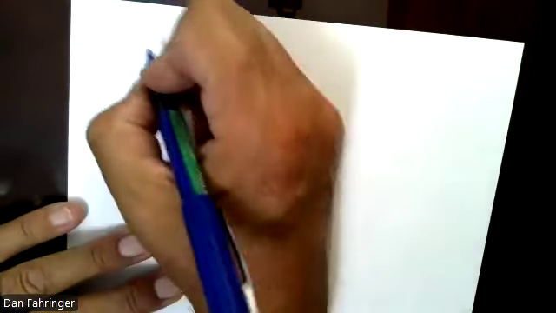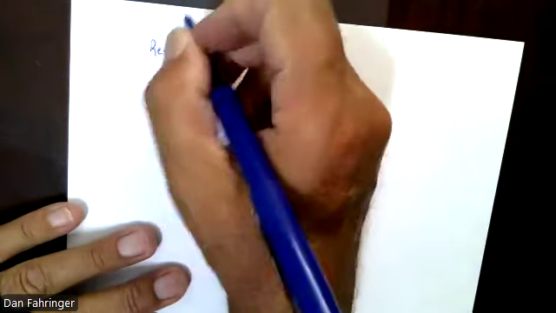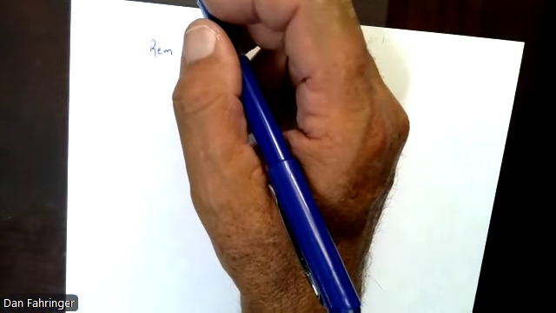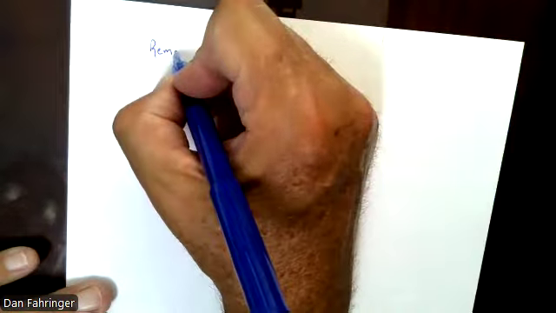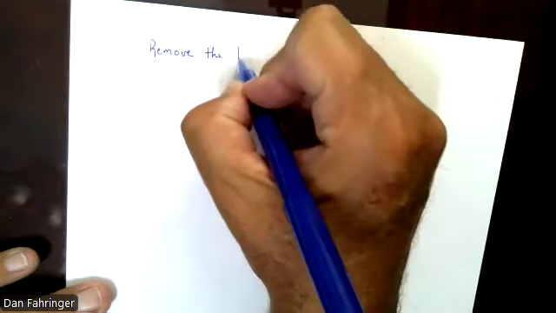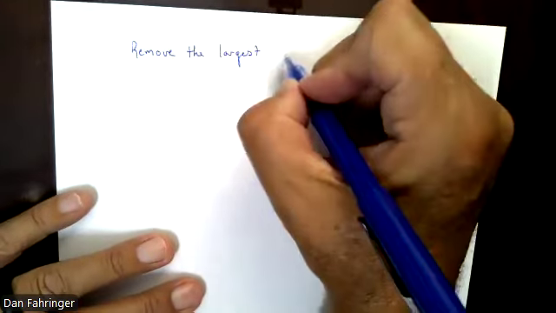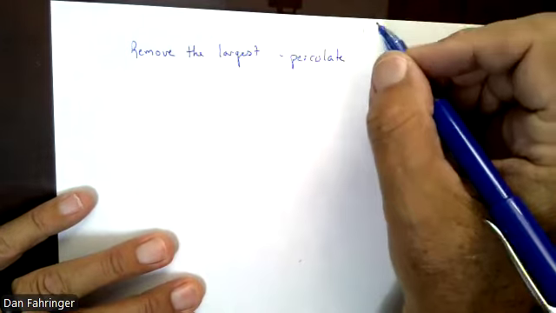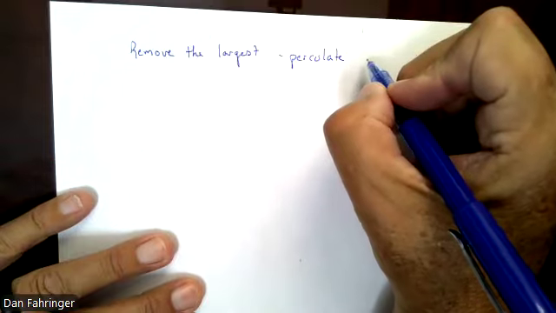Okay, so let's take a look at an example. We're going to start out with remove. We just talked about remove. Remove the largest. And along with remove the largest, I said percolate down.